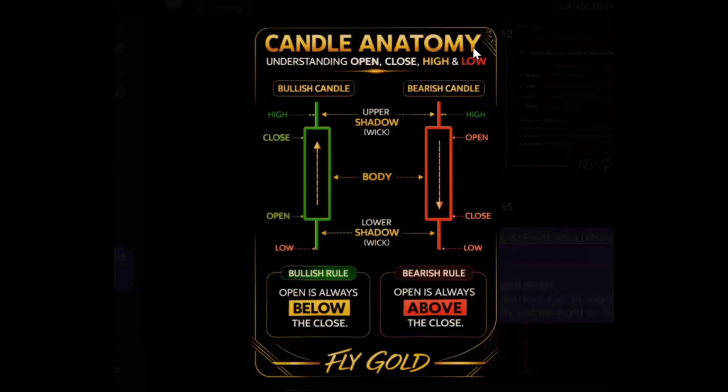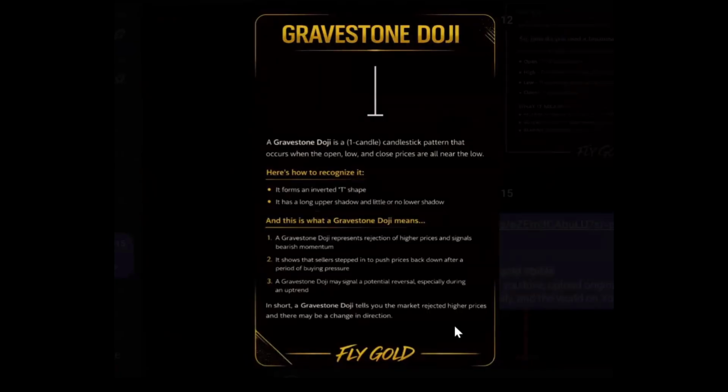If they look anything similar to the candles, we're going to start with the gravestone doji. So there's a few different types of dojis. We're going to go over the gravestone, which has basically a longer wick at the top. It can have none at the bottom. So a gravestone doji is a one candle candlestick pattern that occurs when the open, low, and close prices are all near the low. So it basically opens and closes near the same spot. Here's how to recognize it. It forms an inverted T shape. It has a long upper shadow and little or no lower shadow. So it can be a small wick down here, a small body, or none at all, as long as there's a long wick at the top. It's almost similar to a shooting star.